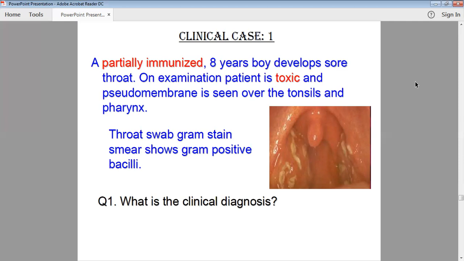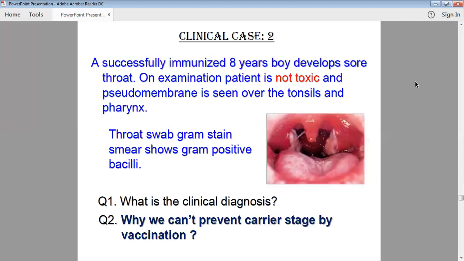The patient's history is also there. Write 2 or 3 lines on why it is a case of diphtheria and why the patient is toxic. Now, another case: a successfully immunized 8-year-old boy develops a sore throat; on examination, the patient is non-toxic. Immunized, non-toxic, same history. And the diagnosis is again faucial diphtheria, no problem. But question 2: you have to explain why we can't prevent the carrier stage by vaccination.